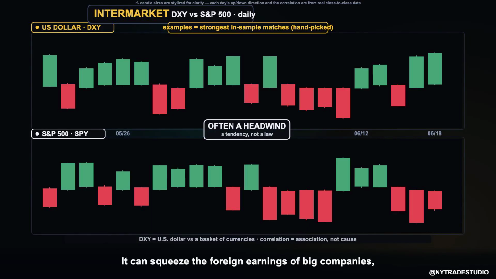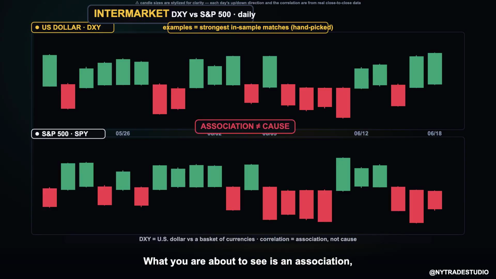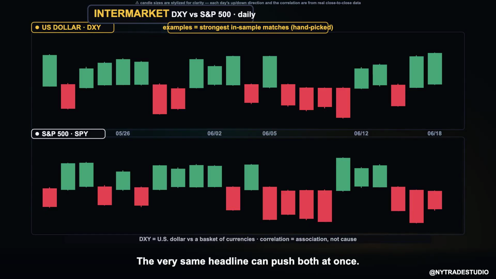It can squeeze the foreign earnings of big companies, and it tends to firm up when money is drifting towards safety. But notice the words often and tends to. What you are about to see is an association, not a law, and not proof that one move caused the other. The very same headline can push both at once. So let us just look at the record.